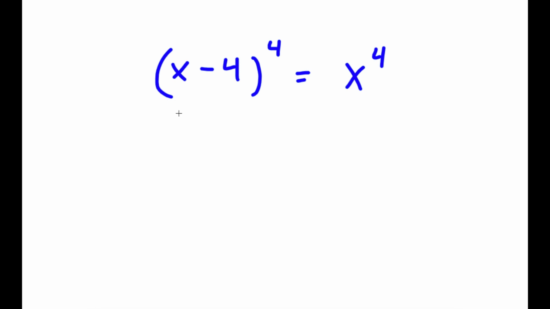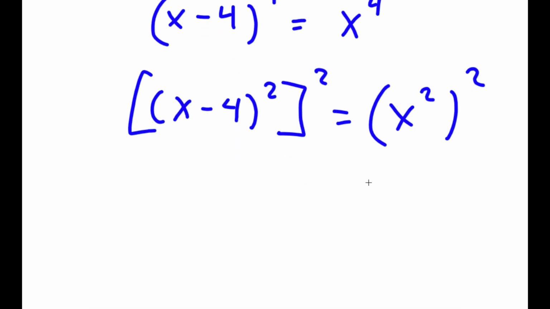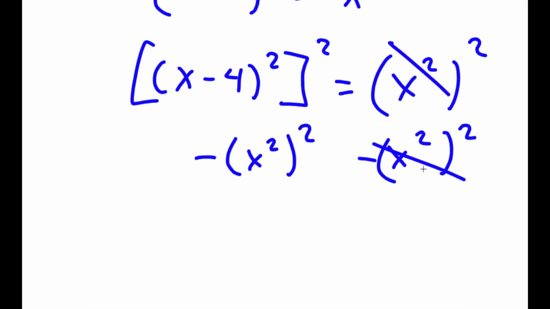Alright, so in this problem, I have (x - 4)^4 = x^4. So to start, I'm going to rewrite this as ((x - 4)^2)^2 = (x^2)^2. And now, I'm going to subtract both sides by (x^2)^2. So then these two cancel out.